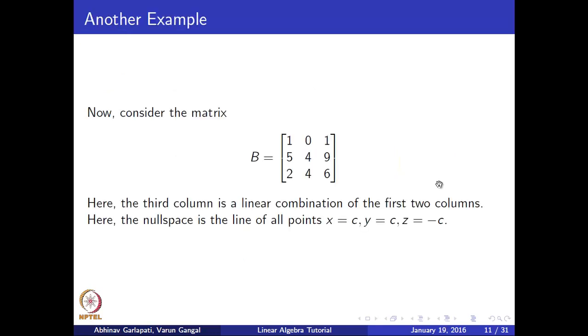Let's consider another example to illustrate null spaces better. Take the matrix B, which is a 3 cross 3 matrix. The null space would consist of 3 cross 1 vectors. We leave the finding of the null space to the audience as an exercise. However, when on solving, we get the null space to be the set of all vectors of the form x equals c, y equals c, and z equals minus c, where c is any real number and x, y, z refer to the first, second, and third dimensions respectively.